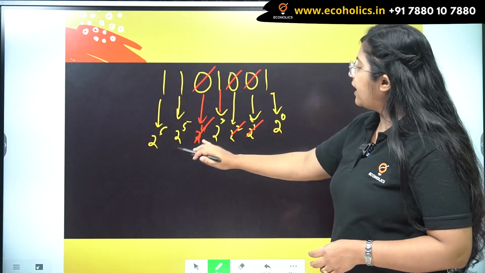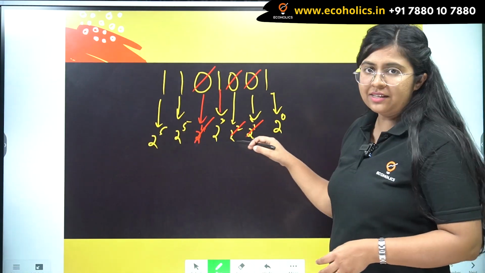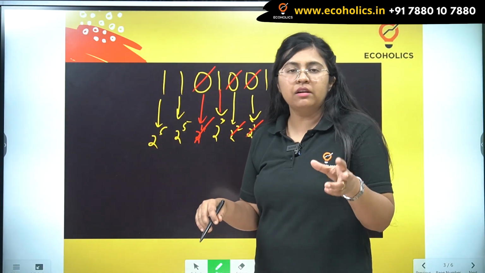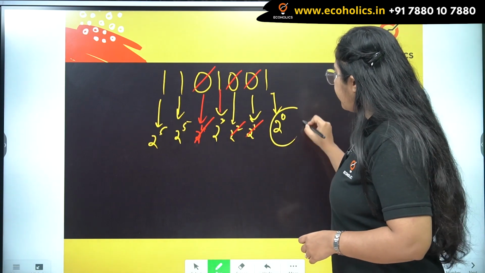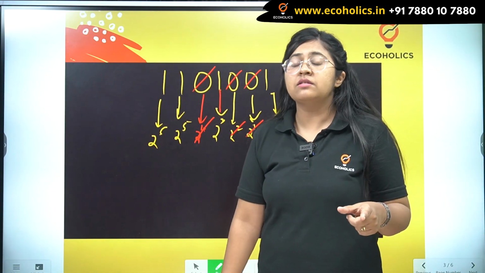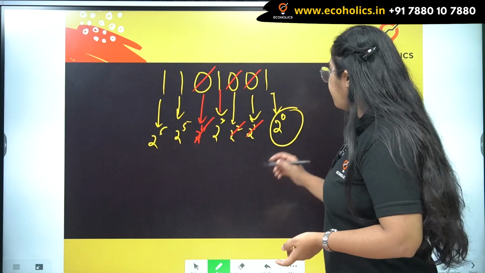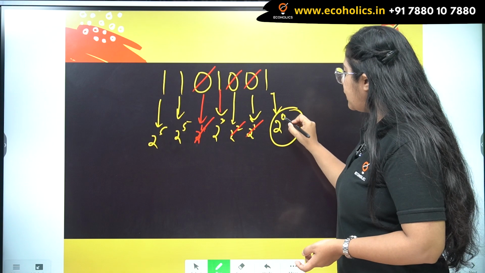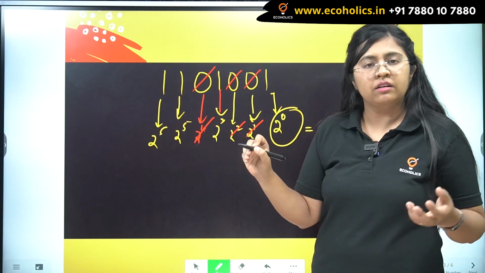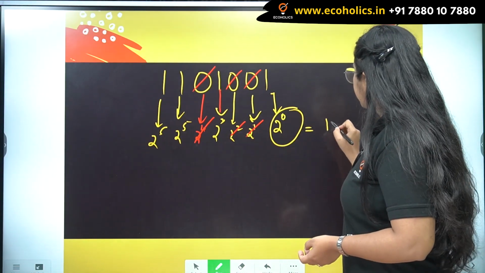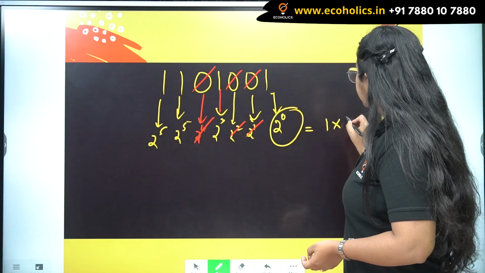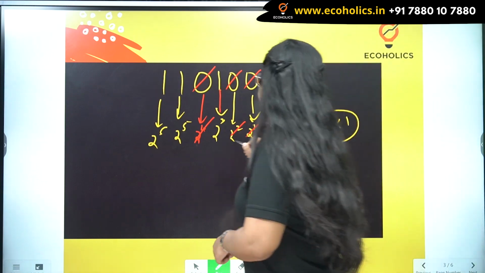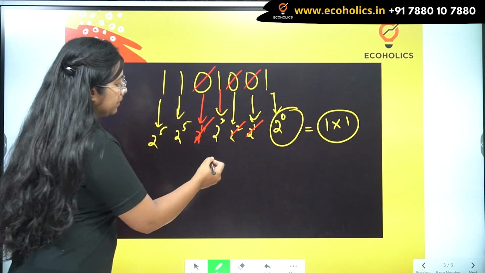So technically we have to add up all of these and then make up our decimal number. 2 raised to the power 0, or anything raised to the power 0, is 1. So when 2 is raised to the power 0, you will write this as 1, okay. So 1 multiplied by 1 will give you 1, and then simultaneously you will multiply all of these.